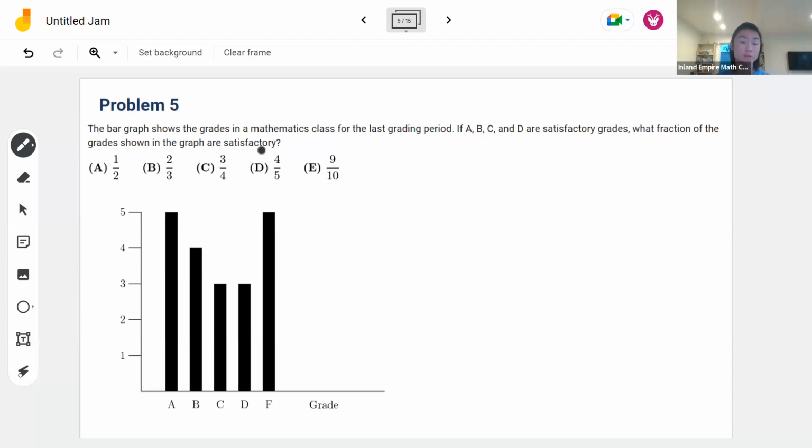Okay, so this one is a little bit more reading. We'll go read through it together. The bar graph below shows the grades in a mathematics class for the last grading period. If A, B, C, and D are satisfactory grades, what fraction of the grades shown in the graph are satisfactory? All right, so let's take around 3 minutes for this problem.